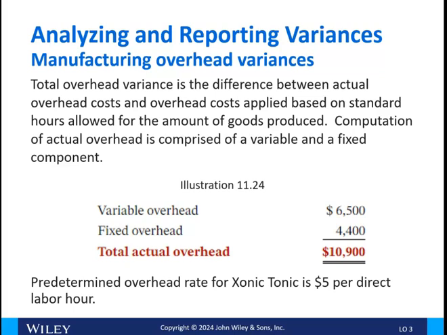Now we'll look at manufacturing overhead variances. Total overhead variance is the difference between actual overhead costs and overhead costs applied based on standard hours allowed for the amount of goods produced. Computation of actual overhead is comprised of a variable and fixed component. So here we see our variable overhead and our fixed overhead, total of 10,900. The predetermined overhead rate for Zonic Tonic is $5 per direct labor hour.